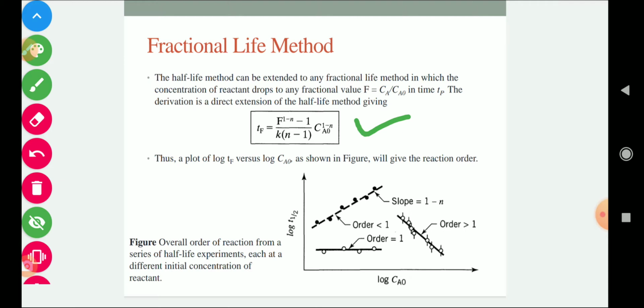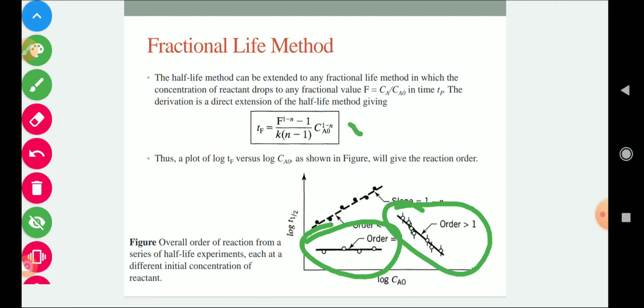So if you plot that equation and see the slope of that line, you get the overall order of the reaction from a series of half-life experiments at different initial concentrations of reactant. For order less than or equal to 1, you will get this graph. Here the slope is 1 minus n. On the other hand, for order equal to 0, you will get this line, and for order greater than 1, you will get this line. We are obtaining all this using this equation.